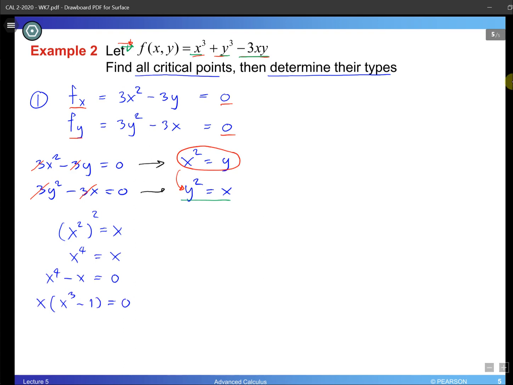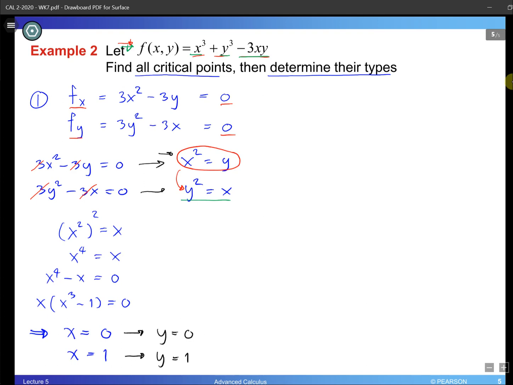And as you can see here, there are two values of x that can make this equation true. x equal to 0 and x equal to 1. And when x equal to 0, then y is going to be equal to 0 as well. Look at this. x equal to 0, y of course has to be 0. If x equal to 1, then y equal to 1.